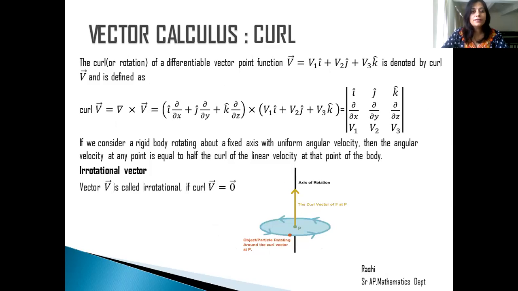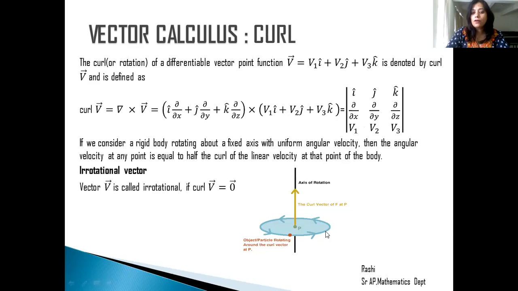Before that, let us understand the concept of curl also. Now if V is a vector point function, then curl V is defined as del cross V. So del cross V is obtained in numerical. I will be directly using this formula. No need to write this expression.